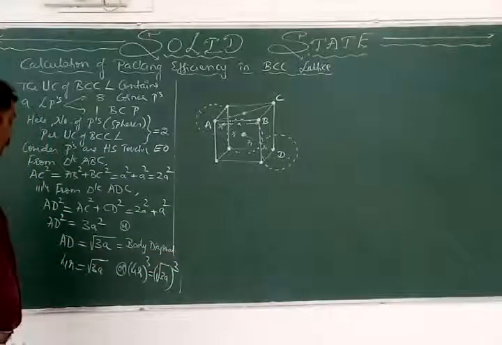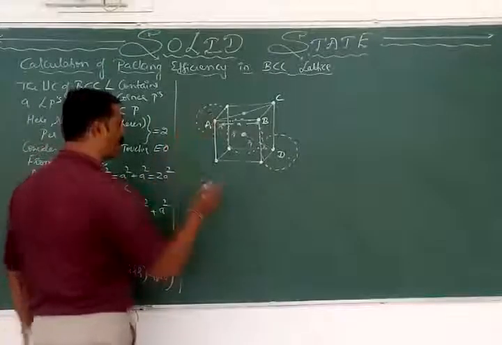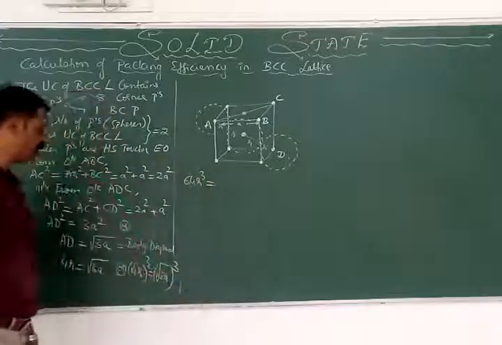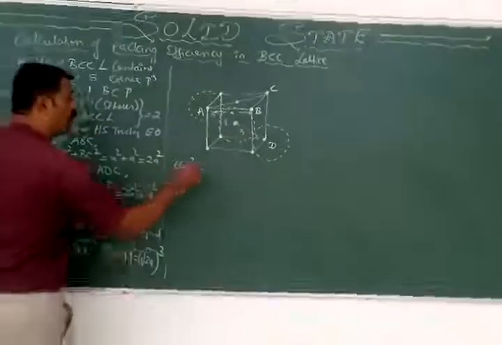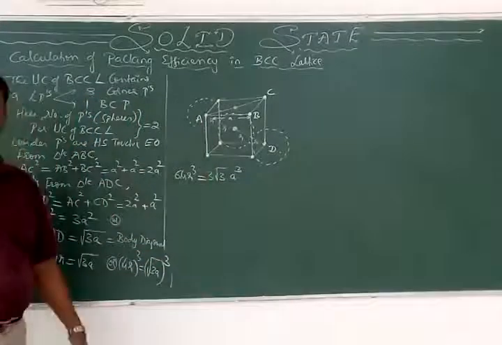We are cubing on both sides. So here, what is 4R cube? 4R cube means 4 4s are 16, 16 4s are 64R cube, which is equal to 3 root 3 into A cube. 3 root 3 into what? A cube.